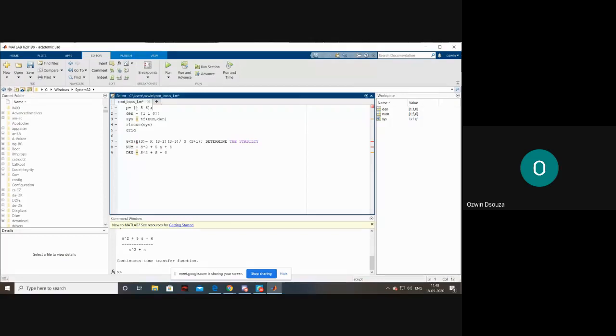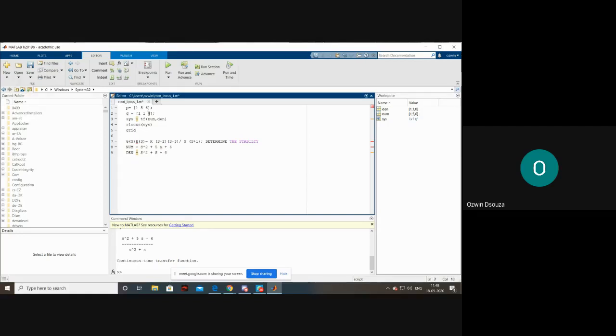So with the semicolon, it will not execute this particular line, in the sense it doesn't print the result of the first line. In the second line, I give the denominator, let's say q. So q is equal to the coefficients of the denominator polynomial, which you have to key in. In the denominator you have s square, so the coefficient is 1, followed by s, so the coefficient is 1, and you don't have any constant term there, so you have to put it as 0.